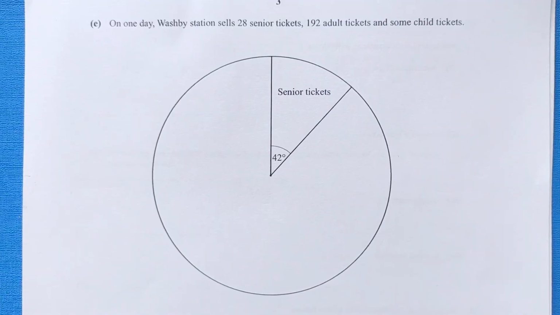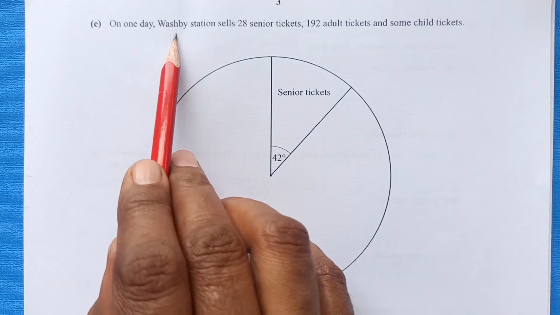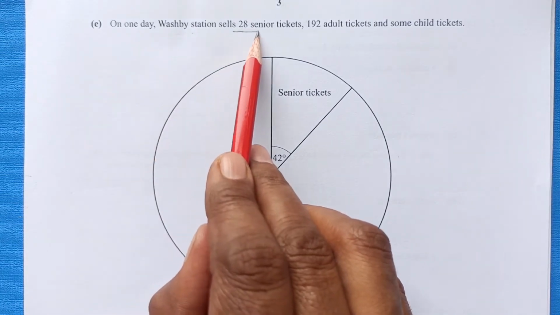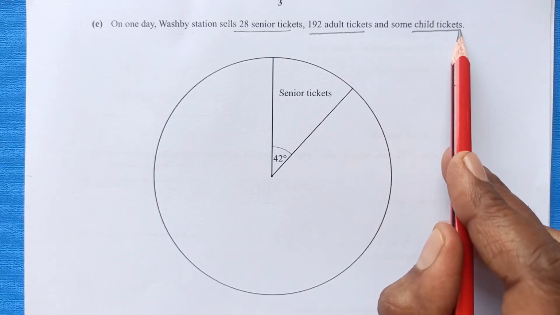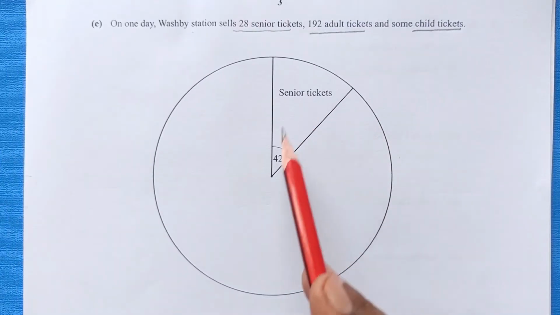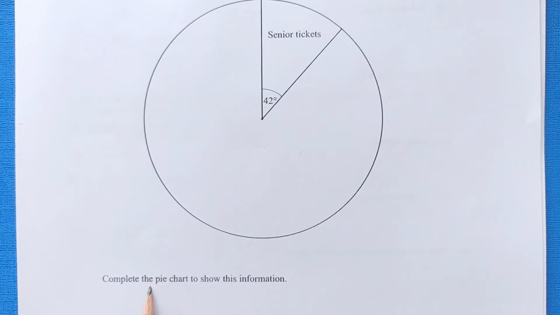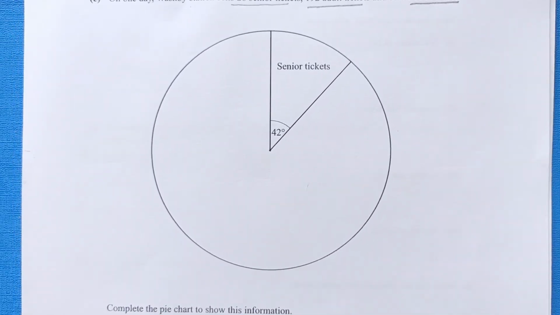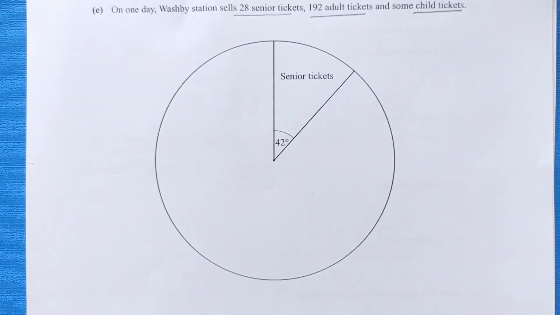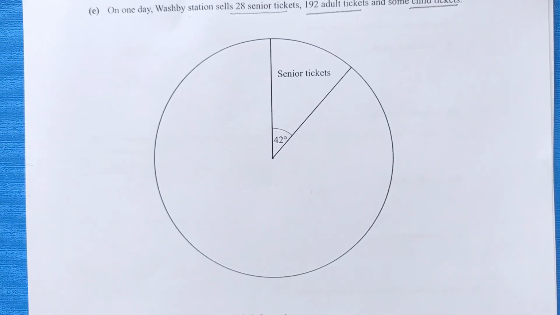Question 1, part E. On one day, Washby station sells 24 senior tickets, 122 adult tickets and some child tickets, right? Senior tickets are given in the pie chart here. Complete the pie chart. So to complete the pie chart, we need the angles, right? So for the angles, we will start from here.